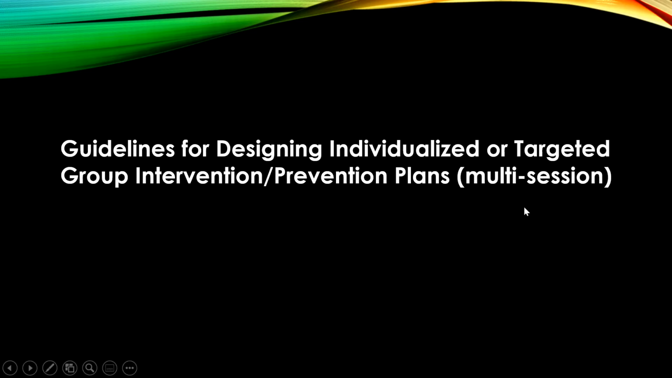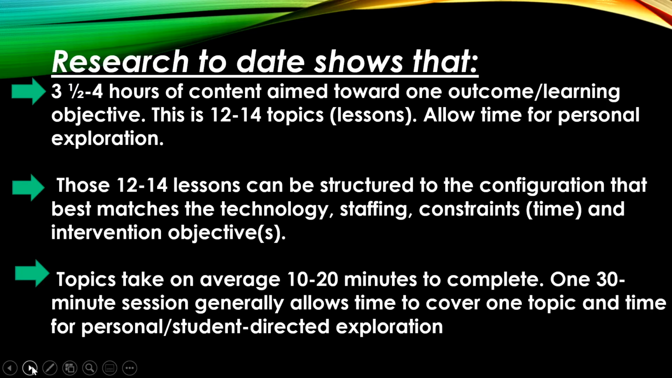Guidelines for designing individualized or targeted group intervention prevention plans, a multi-session. Research to date shows that 3.5 to 4 hours of content aimed toward one outcome learning objective. This is 12 to 14 topics. That's 12 to 14 lessons. Allow time for personal exploration. Those 12 to 14 lessons can be structured to the configuration that best matches the technology, staffing that you have, or time constraints, and your intervention objectives.